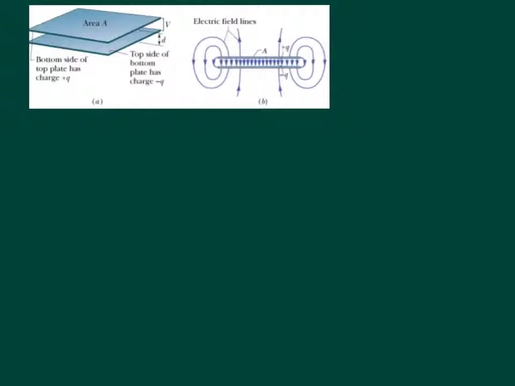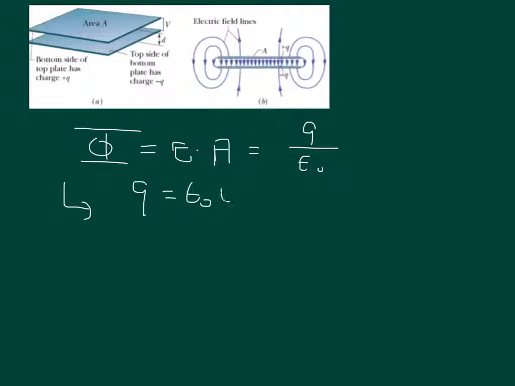According to Gauss's law, we know the flux equals the electric field E times the area, which in this case is just A, equals Q over epsilon naught. And Q is the electrical charge it can carry. So from this equation we can derive Q equals epsilon naught times E times A. A is the area, whereas E is the constant electric field between the two plates.